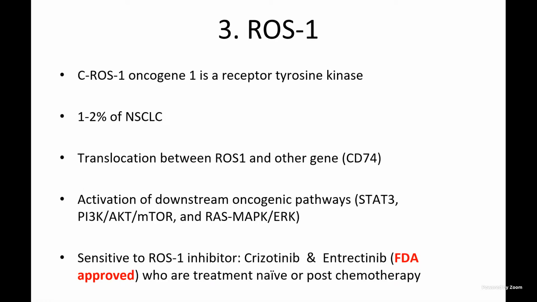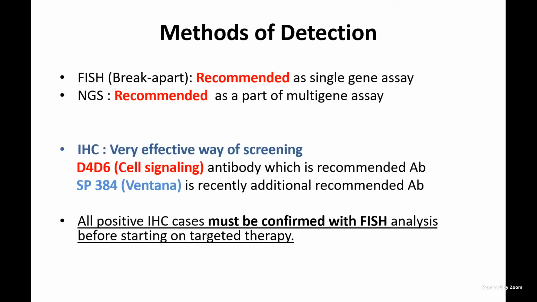Now the ROS oncogene is a receptor tyrosine kinase. The rearrangement is seen in 1 to 2% of NSCLC and it occurs due to translocation between ROS1 and other genes. Most commonly it is CD74, and it leads to the activation of the downstream oncogenic pathway. It is also sensitive to ROS1 inhibitors like crizotinib and entrectinib, which are FDA approved for patients who are treatment naive or post chemotherapy.